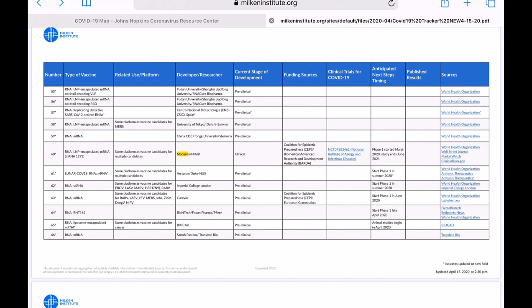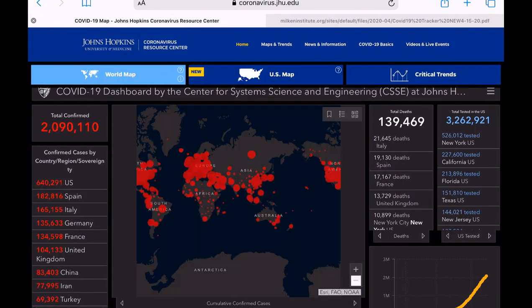While we're here, we can go back to our tracker. And as of, let's see, what time is it? April 16th, at 12:49 p.m., we have a little over 2 million cases, with the U.S. sitting at about 640,000 cases.